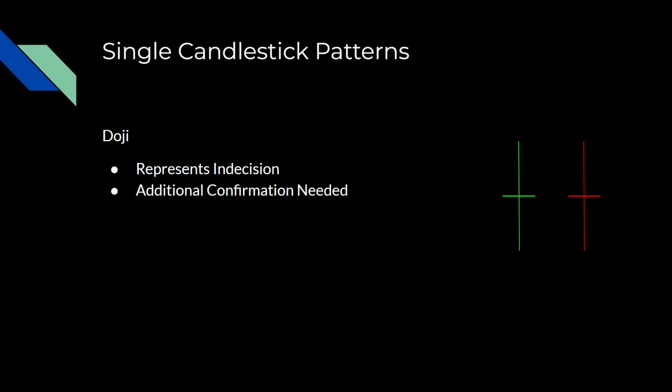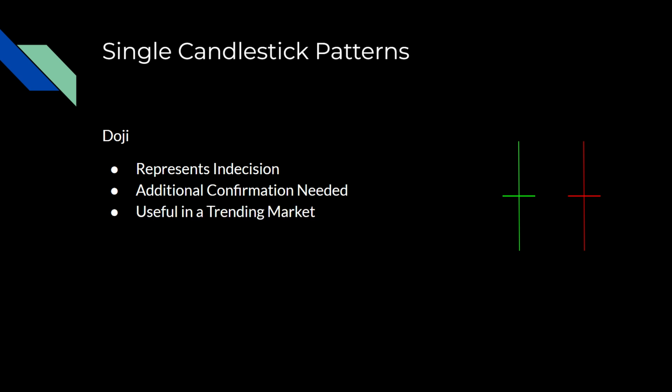The first is a doji. The opening and closing of a doji are of similar prices. What does this represent? It represents market indecision. Whether you see it on an uptrend or downtrend, it tells you that buyers and sellers are uncertain. We need additional confirmation to determine where the market may be headed. For example, if we see a doji at the end of an uptrend, followed by a bearish candlestick, this can be used as a confirmation that the price is likely to go down.